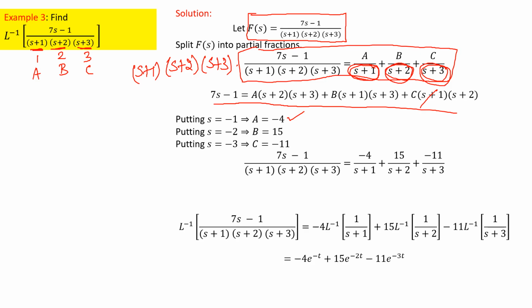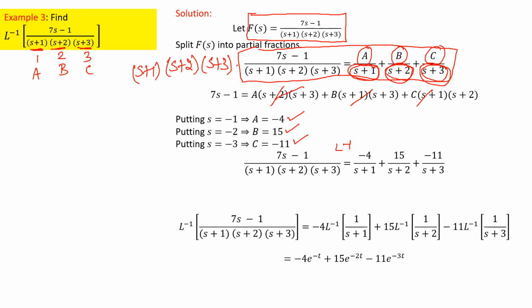Then if I put s equal to minus 2, we will get b equal to 15, because this cancels, this cancels. Similarly, if I put s equal to minus 3, a gets cancelled, b gets cancelled, and I will get the c value. Now substitute the a value, b value, c value here, and then take L inverse for this one.